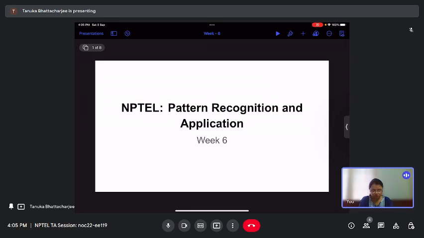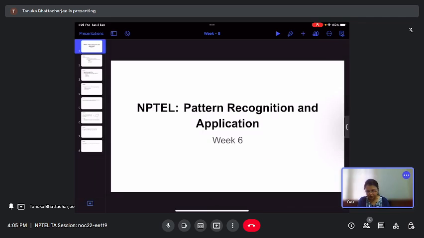So in today's problem solving session, we will discuss one method of dimensionality reduction, which is the principal component analysis. We will solve some problems and discuss some concepts about dimensionality reduction and the principal component analysis method.